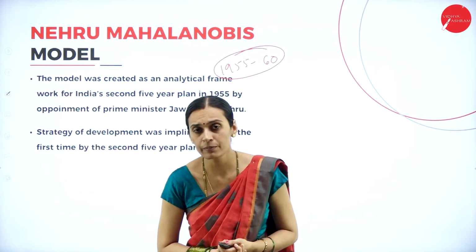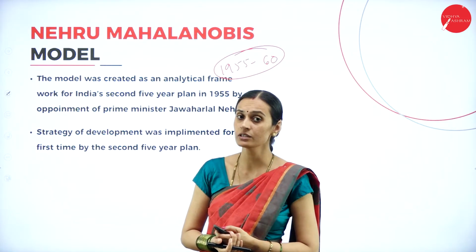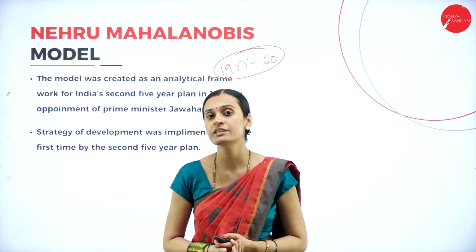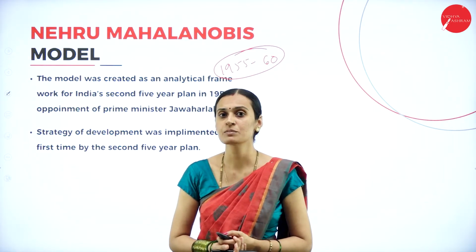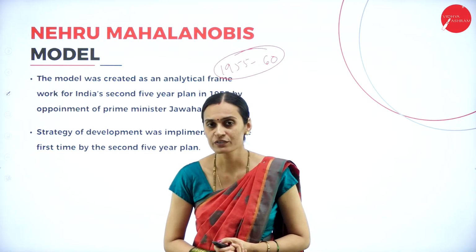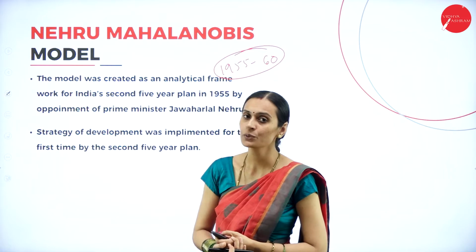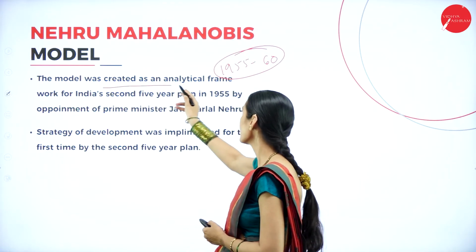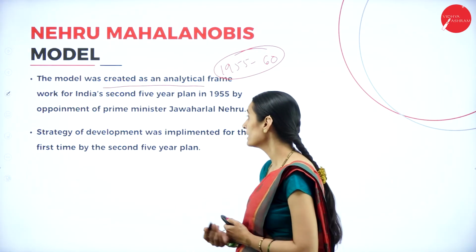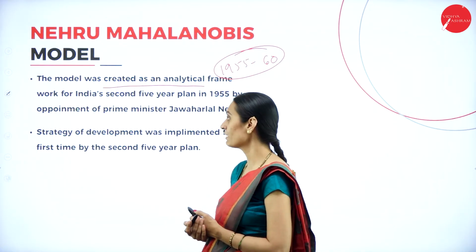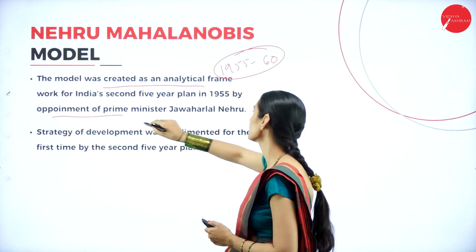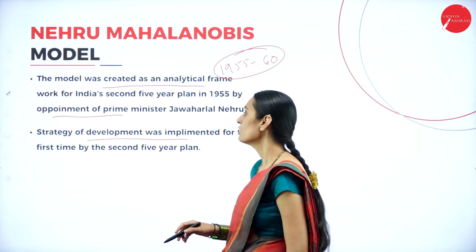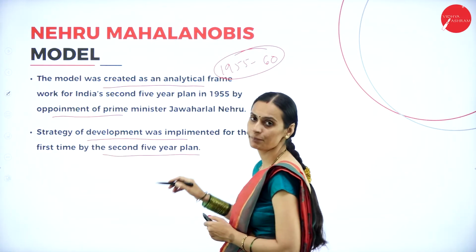Yes, the first five-year plan focused on improving the agriculture sector, and the second five-year plan tried to improve industrialization, to introduce industrialization by rapid establishment of industries. The major architects of this plan were Jawaharlal Nehru and Prasanta Chandra Mahalanobis. The model was created as an analytical framework for India's second five-year plan in 1955 by the appointment of Prime Minister Jawaharlal Nehru, and the strategy of development was implemented for the first time in the second five-year plan.